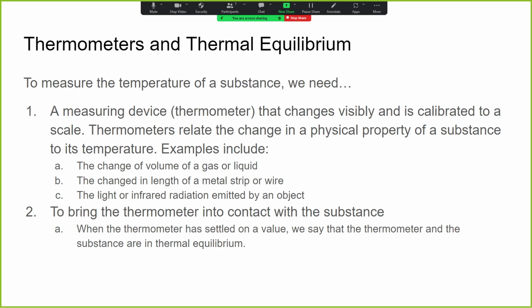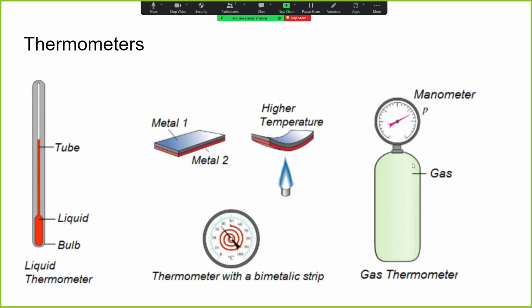So if you've ever had a fever, when you put the thermometer underneath your tongue, you're bringing the thermometer in contact with whatever the temperature of your body is, and you know that it takes a couple of seconds. You can't just put it in your mouth and say, okay, yes, this is the reading. You have to sit there and wait until it actually beeps, until it's fully sure that you're in a state of thermal equilibrium. Thermal equilibrium, as we probably understand, is two objects or substances being at the same temperature.